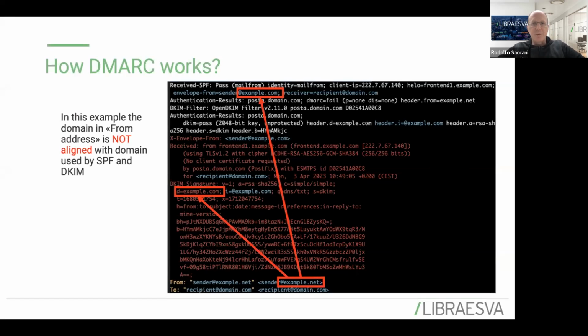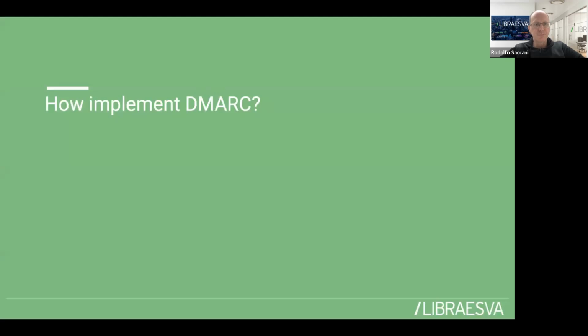Similar example, but with different domains. So the header from is, as before, example.net, but we have both SPF and DKIM on a different domain. In this case, it's example.com. So it's a different domain than example.net. So there is no alignment. So no DMARC validation in this case. These are the checks that are performed automatically by the receiving system.